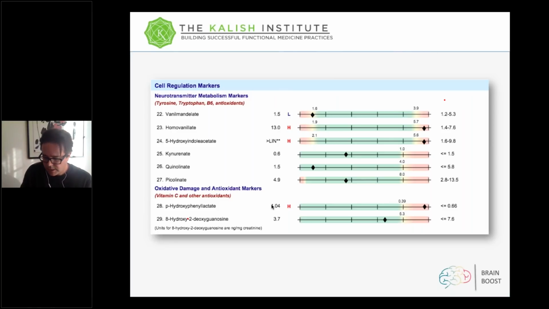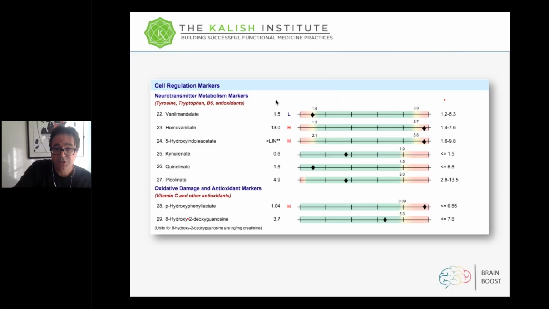So I was having this incredibly hard time sleeping at night. And when we look at these markers, marker number 22 and 23, vanilmandulate and homovanillate, these are our markers for dopamine. And dopamine is like our feel-good neurotransmitter. It's the neurotransmitter that gives us reward and makes us feel connected to parenting, or allows us to get pleasure when we watch a movie or these other things.